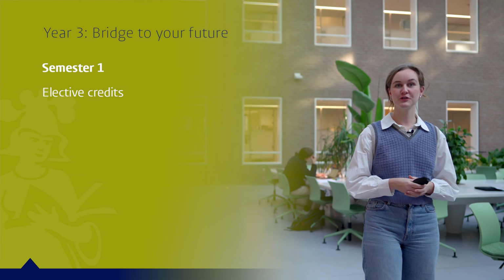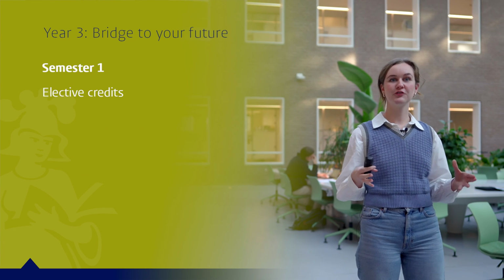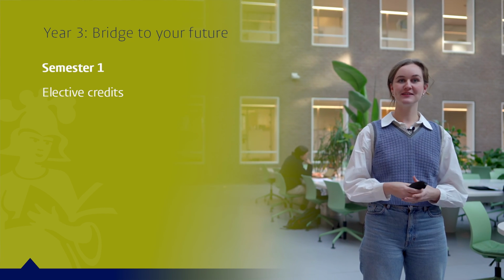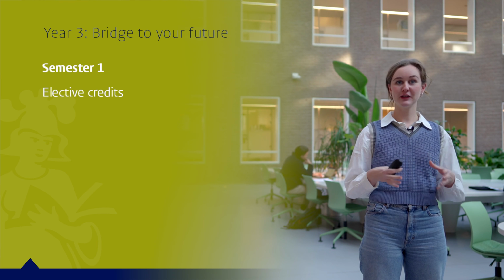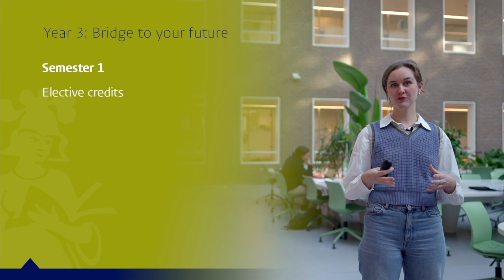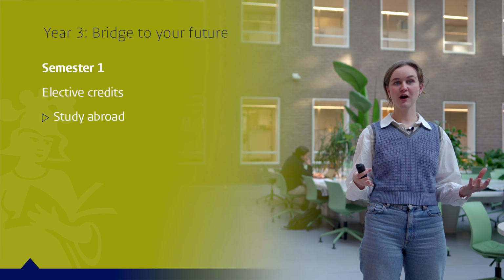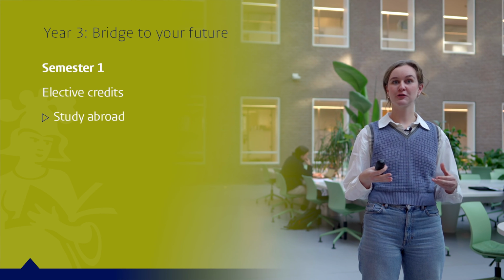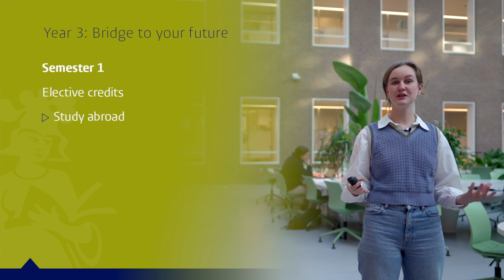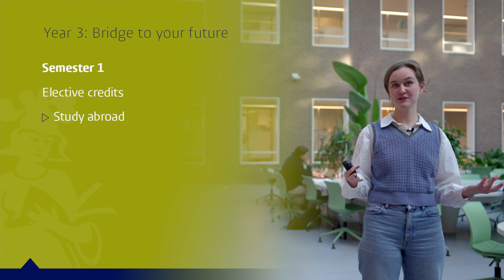Then you're on to your third year, which can be called the bridge to your future. It's a very exciting but very busy year. In the first semester, you'll have elective credits, and you can choose between 3 options on how to spend those elective credits. You can choose to go study abroad, which is a really cool opportunity to, for example, study in the world region that you have been studying about for the past 2 years.